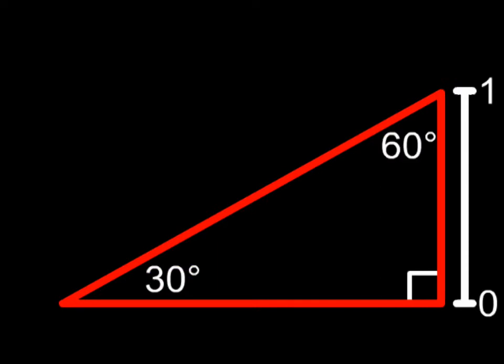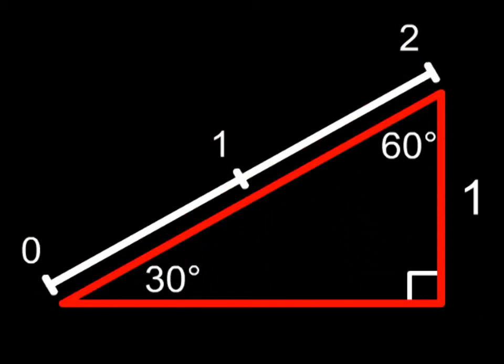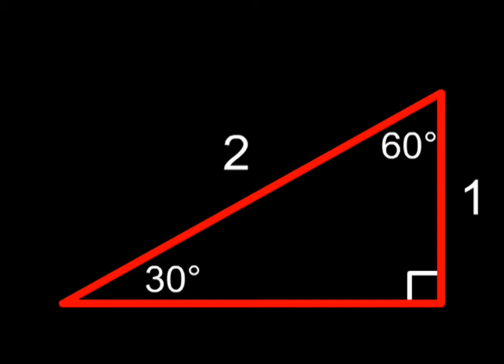Since the 60-degree angle has twice the measure of 30, you may think the side opposite the 60-degree angle is twice as long as the side opposite the 30-degree angle. But that's not the case. It's actually the hypotenuse that's twice as long as the side opposite the 30-degree angle. So what is the length of the other leg, the one opposite the 60-degree angle?